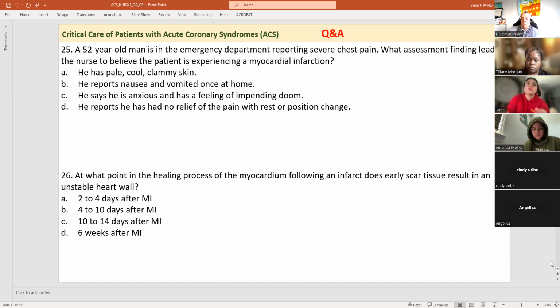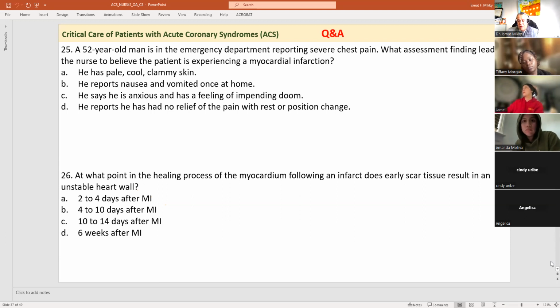Like by, for example, 4 to 10 days, the necrosis or necrotic tissue will be cleared and the collagen matrix for scar tissue has been deposited. So that would be like 4 to 10 days.